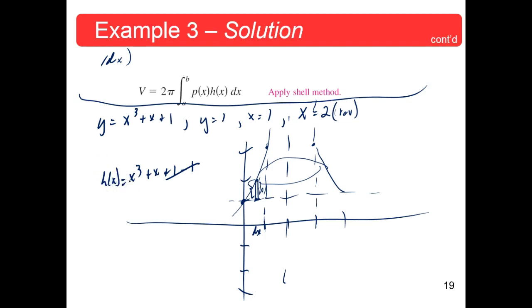Okay. What else do you need since you're doing shell? Radius. Radius, and what would be your radius?